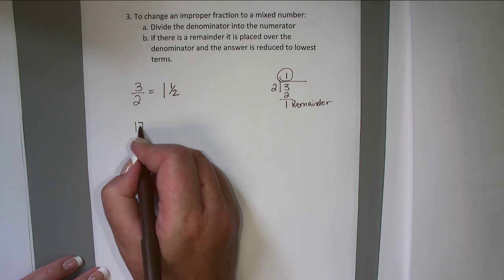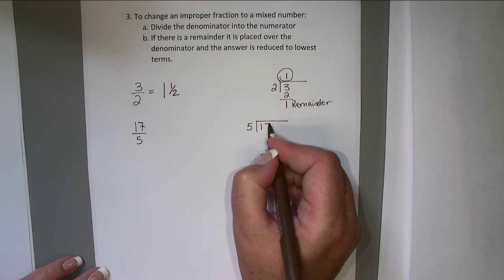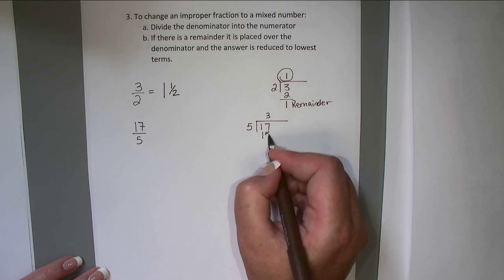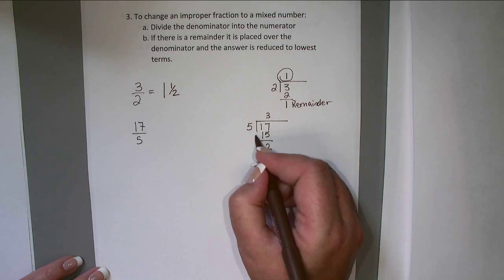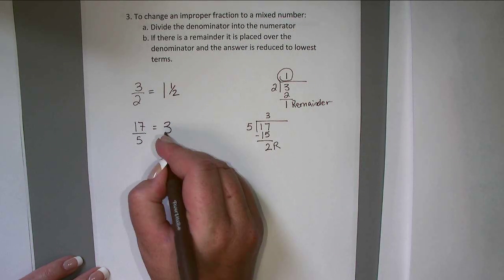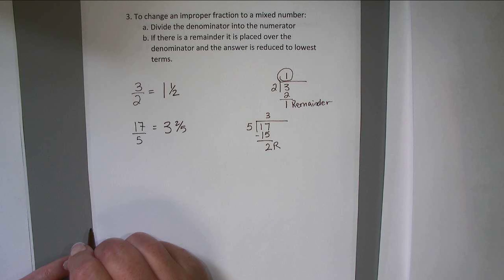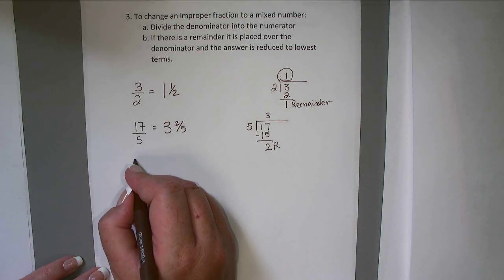So for example, 17 over 5, we would say, okay, 5 goes into 17 3 times, which is 15. If we subtract those, we get a remainder of 2. So this will be 3 and a remainder of 2 over the old denominator. We'll do it one more time.